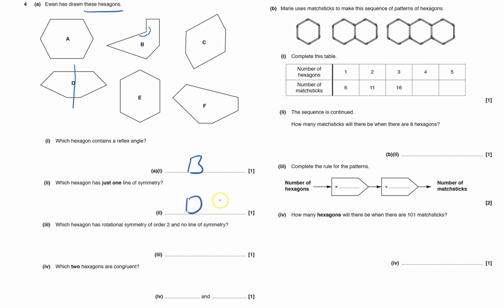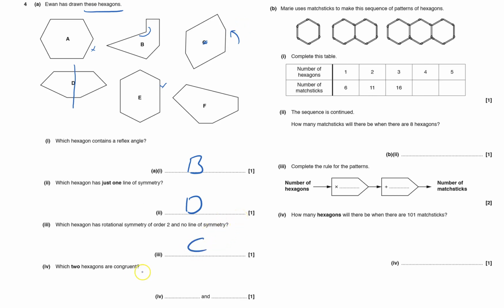So that's D. Which hexagon has a rotational order of symmetry 2, no line of symmetry? Well, it can't be that one, and it can't be that one, because they've got lines of symmetry. And this one here, if you trace C, you'll see it does spin round and fit onto itself as it spins around either way. So that'll be C.